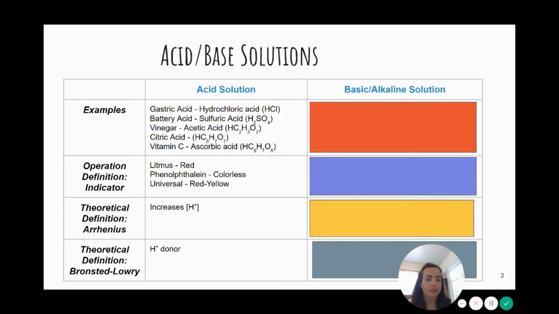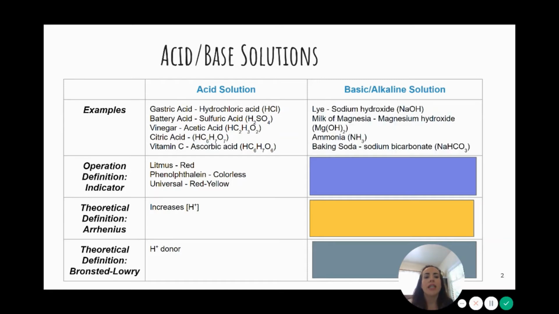Let's go ahead and look at basic or alkaline solutions. Some examples of these. Lye, which is sodium hydroxide. Lye is something that's actually used in soap and things like that to make soap. Milk of magnesia. You can actually buy this at the drugstore. It's usually something that helps to calm your stomach.